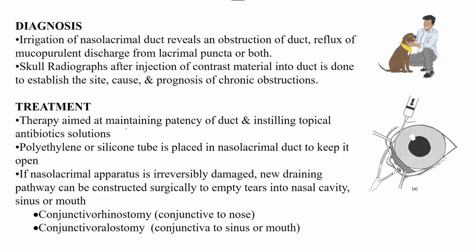Next we have the diagnosis. For the diagnosis, you can irrigate the nasolacrimal duct. You take a tube and insert it into the canaliculi, and then you inject the water. Sometimes if it is a very hard obstruction, you will feel resistance, and you are not going to be able to inject water or saline or whatever liquid you are going to inject.